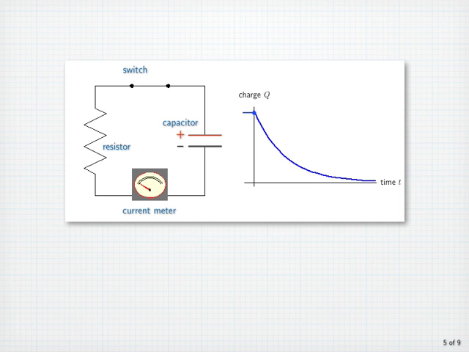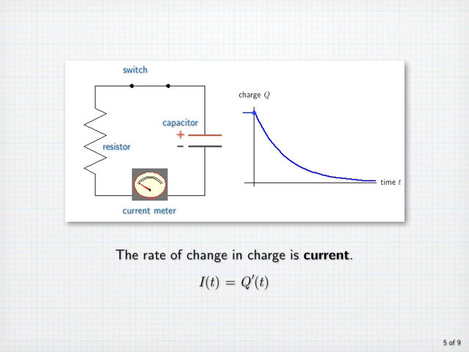It turns out that current is actually the rate of change in the charge on the capacitor. Using the letter I for current, I of t is equal to Q prime of t, where Q is charge.